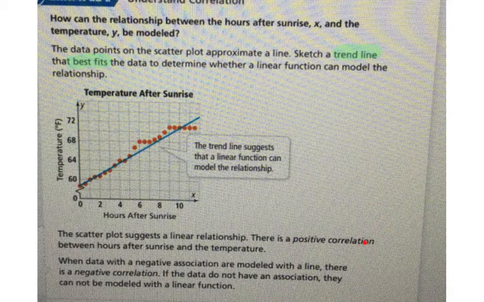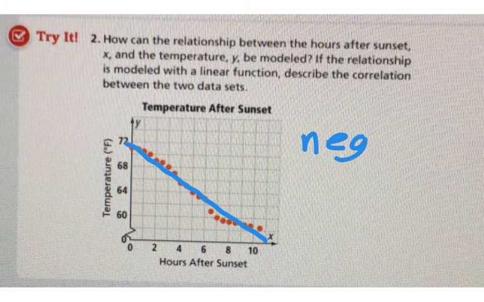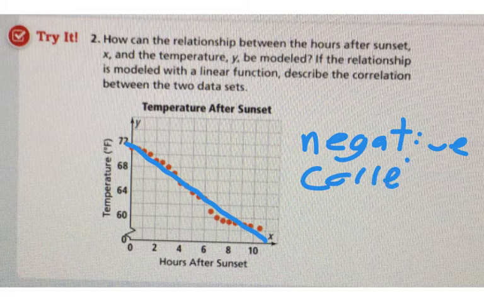If the data does not have association, they cannot be modeled with a linear function, with a line. What do you think? I think I could see a line going through there. And that would be a negative correlation because it's trending downward.